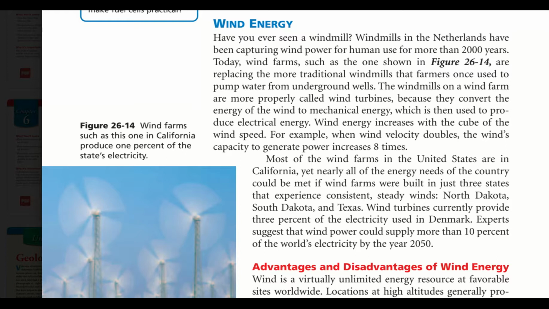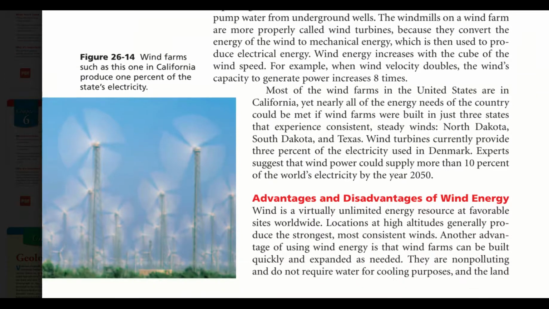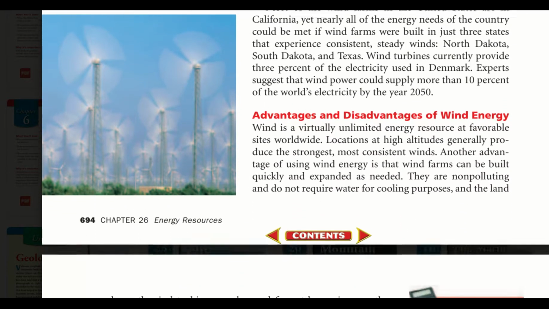Wind energy increases with the cube of the wind speed. For example, when wind velocity doubles, the wind's capacity to generate power increases 8 times. Most of the wind farms in the United States are in California. Yet, in theory, all the energy needs of the country could be met if wind farms were built in just 3 states that experience consistent steady winds: North Dakota, South Dakota, and Texas.